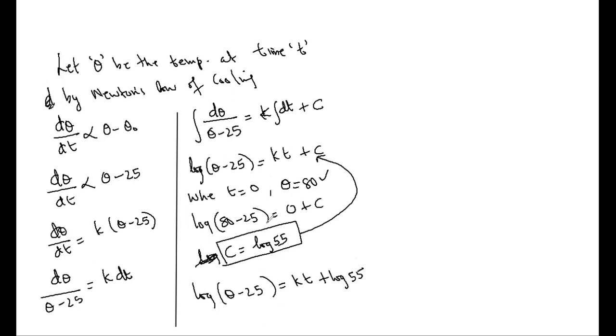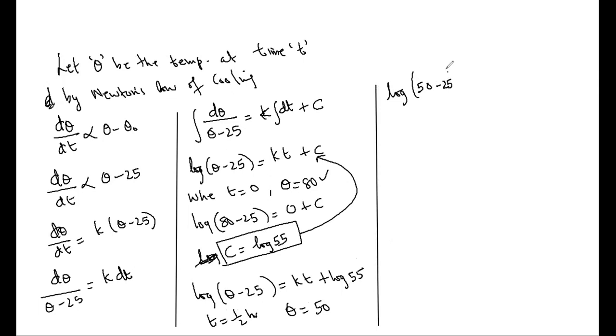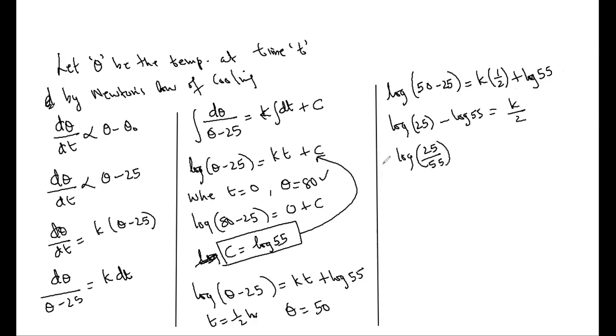Now we'll put t's value as half an hour. That time theta became 50. So I can say now log of 50 minus 25 is k times half an hour, t is half, plus log 55. So log 25 minus log 55 is k by 2. So log 25 divided by 55, into 2, is k. So we got k's value also.